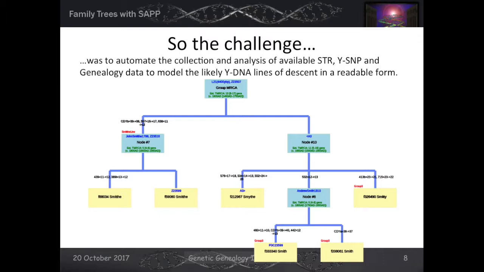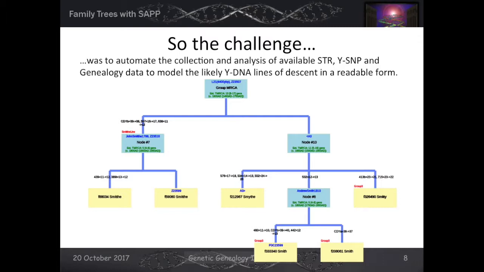This is the kind of output that SAPP produces. You get all the tips in yellow. These are all the endpoints of the tree. This goes back to a group MRCA, always goes back to a common ancestor. You get the branching nodes in blue that are the common ancestors for the smaller subgroups within that overall group. They're marked with SNPs or genealogies where appropriate. So that's a common ancestor and the ancestor reduced to.